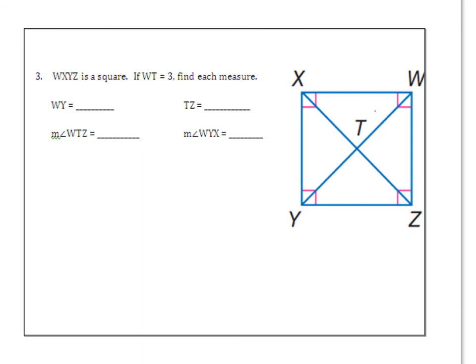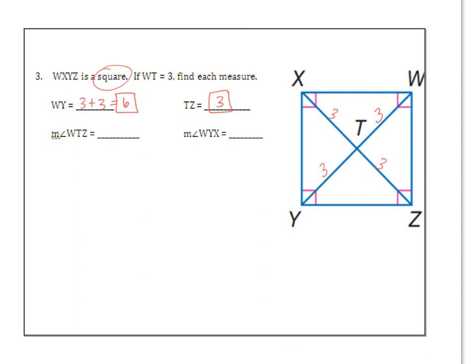So WT is 3. I'm just going to put that on here. It does say it's a square. So diagonals bisect each other. And that would mean from Y to T is also 3. But in a square, since it has the properties of a rectangle, it also has congruent diagonals. And so a square is going to also have these be 3 and 3. They'll be the same length. So WY is going to be 3 plus 3, which is 6. From T to Z, that's going to be 3. You can see it already marked on there.